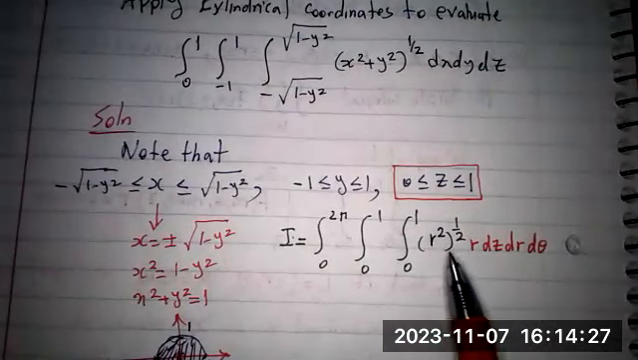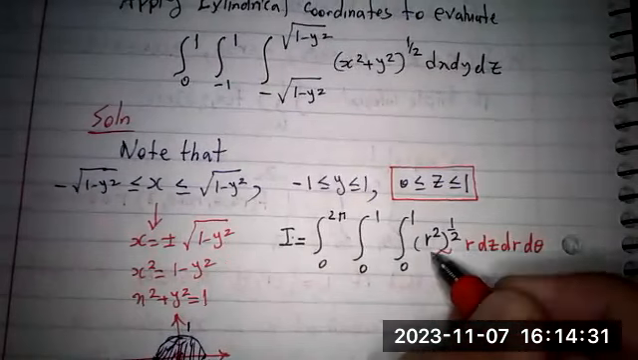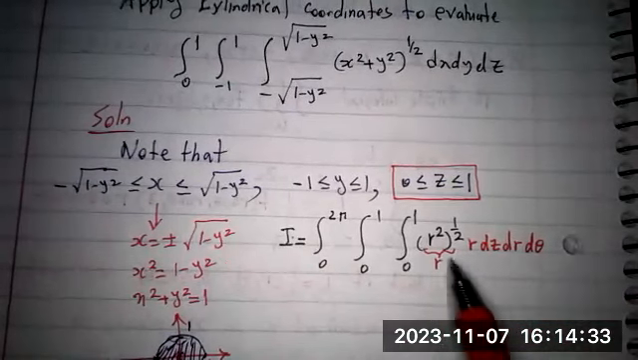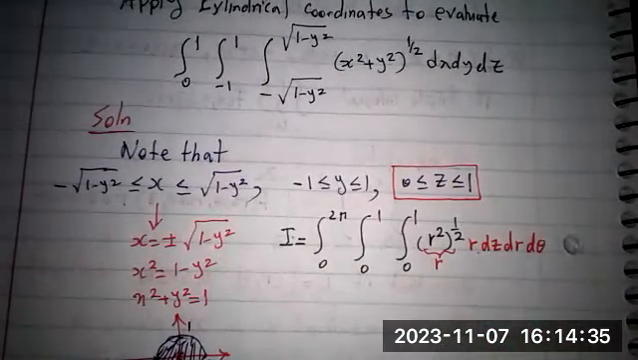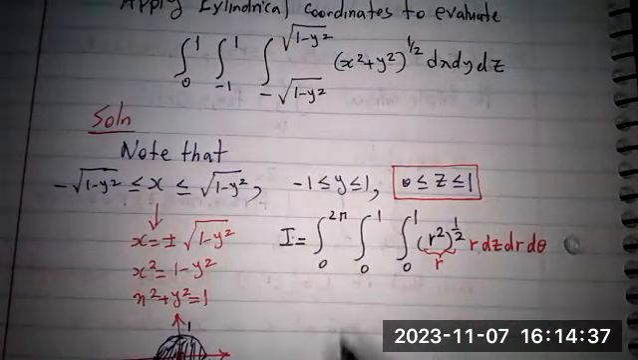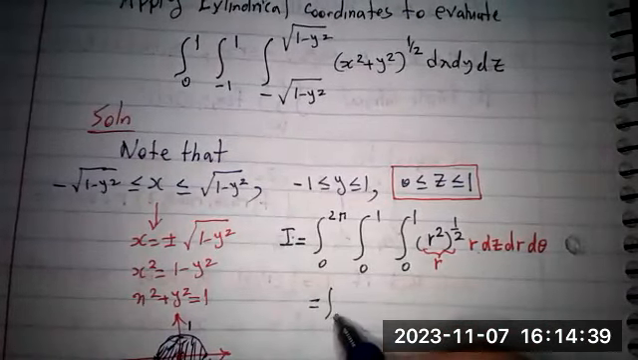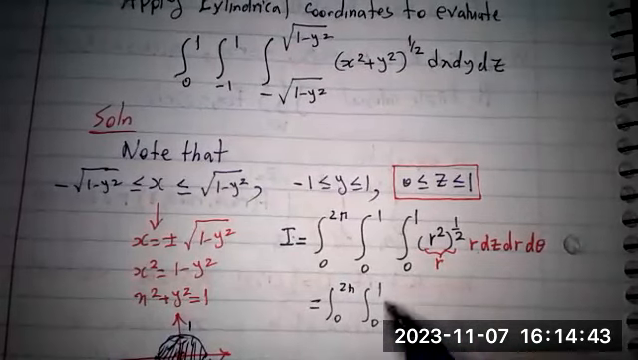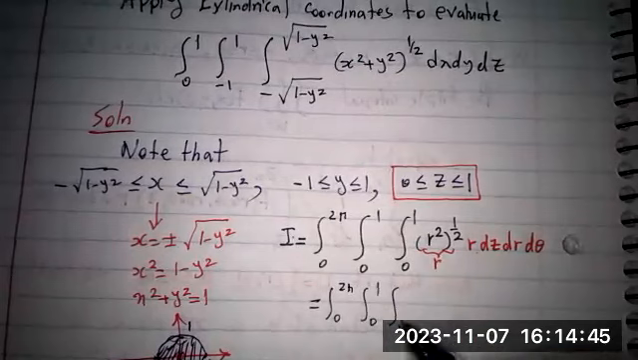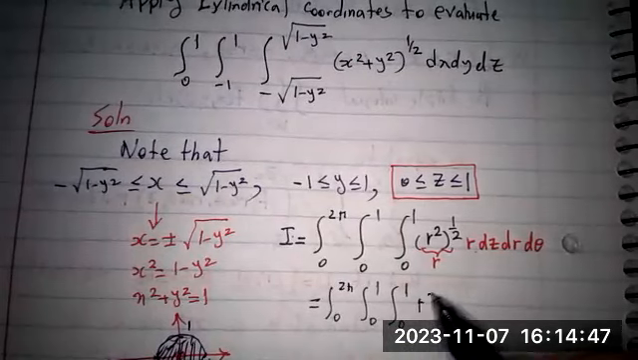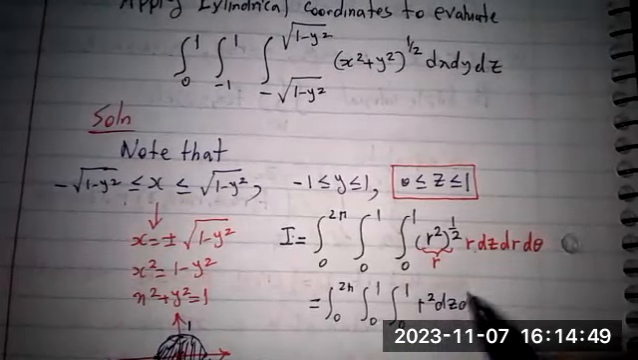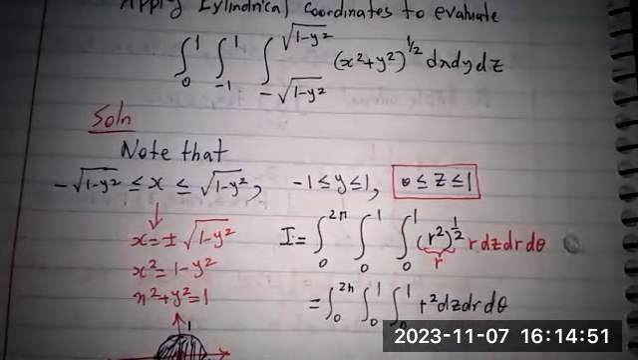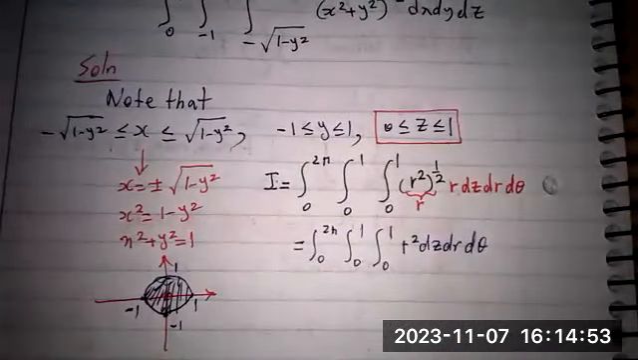R squared to the 1/2 is the radical, r. So this would be what? This would be r. So we have r times r, which is r squared. So this is going to be, you get 0 to 2 pi, 0 to 1, and this is going to be 0 to 1. So we get r squared dz dr d theta. So we integrate with respect to z first.